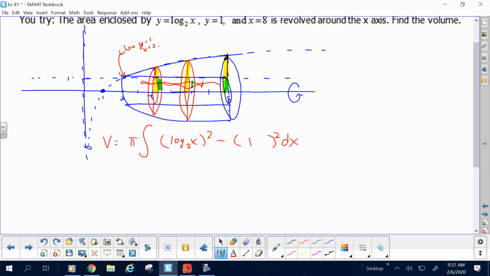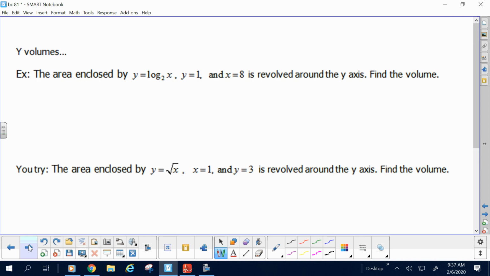Yeah, indeed. What are the bounds? 1 to 8, 0 to 8, 2 to 8? 2 to 8. When you throw that in your calculator, what do you get? 80.104. Are you with me so far? Excellent. Now let's try y.